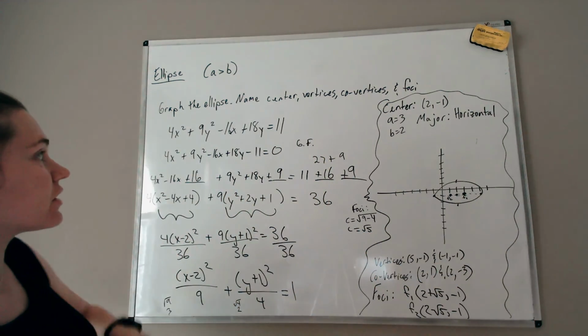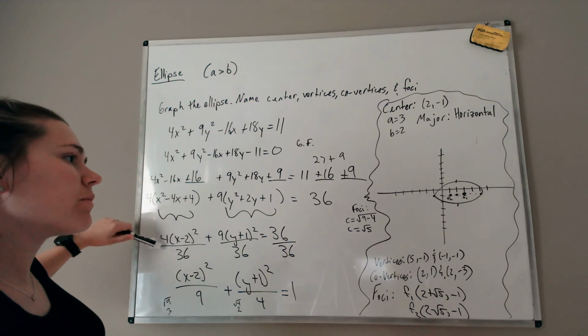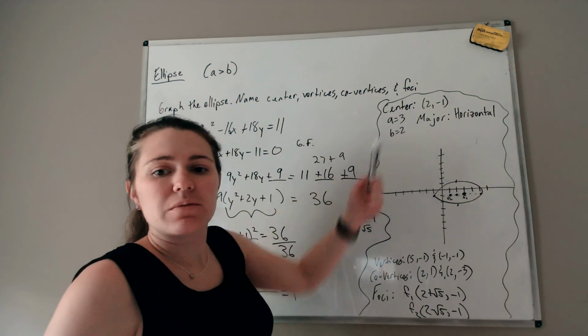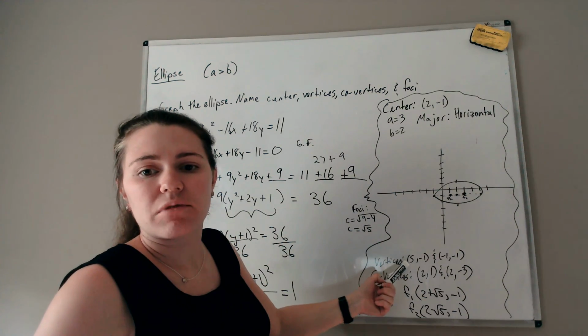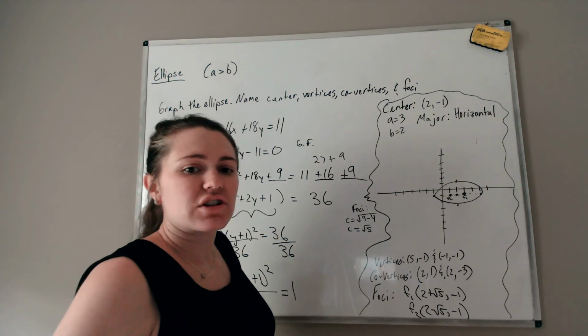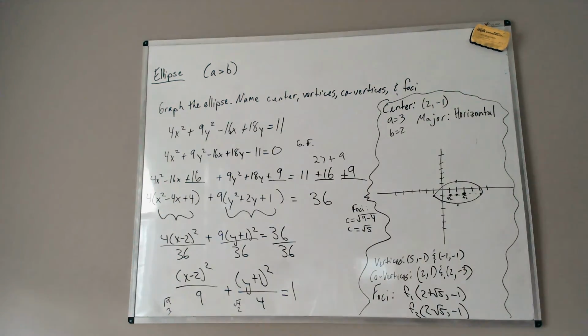Okay, so you need to be able to convert general form to standard form. You need to be able to pull out the center, which is the major axis, which is the minor, be able to graph it, be able to identify the coordinates of the vertices, co-vertices, and also the coordinates of the foci. And that is it for the ellipse.